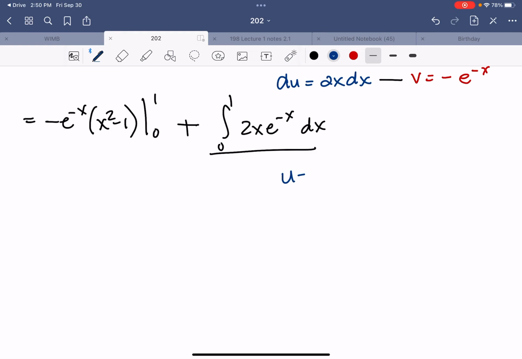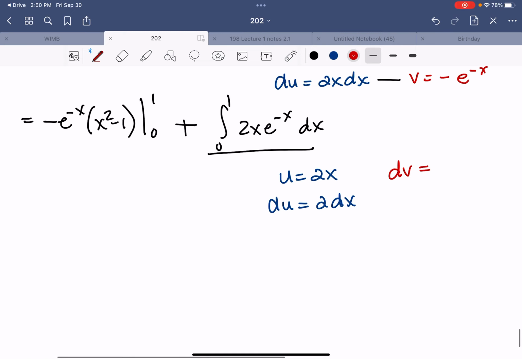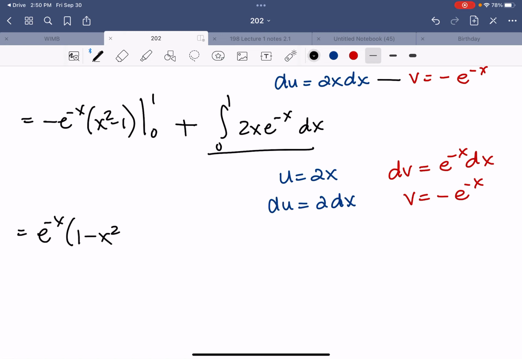So our u is going to be the 2x. Derivative is just 2 dx. The dv, by the way, you could pull the 2 out and just make your u x if you'd like. That's fine too. That means dv is e to the negative x dx. We just did this one where it's negative e to the negative x. And so we get e to the negative x times 1 minus x squared from 0 to 1. Notice I distributed the negative inside.